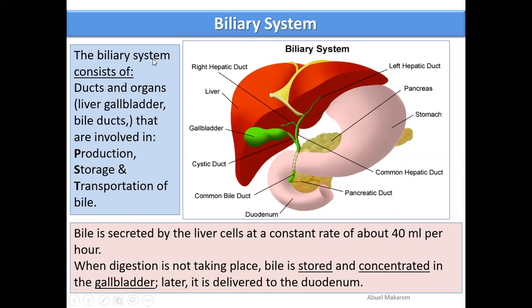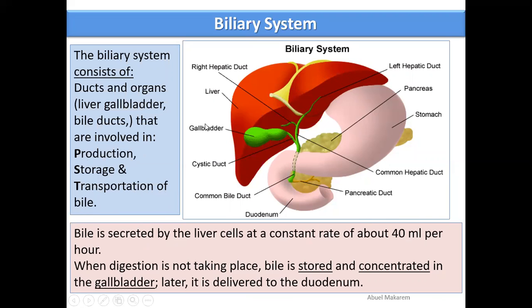Now coming to the biliary system. The gallbladder and its ducts together form the biliary system. The biliary system consists of ducts and organs. Which are those? The liver, gallbladder, as well as the bile ducts all together form the biliary system, which is involved in the production, storage, and transportation of bile. All the structures which help in the production, storage, and transportation together form the biliary system.